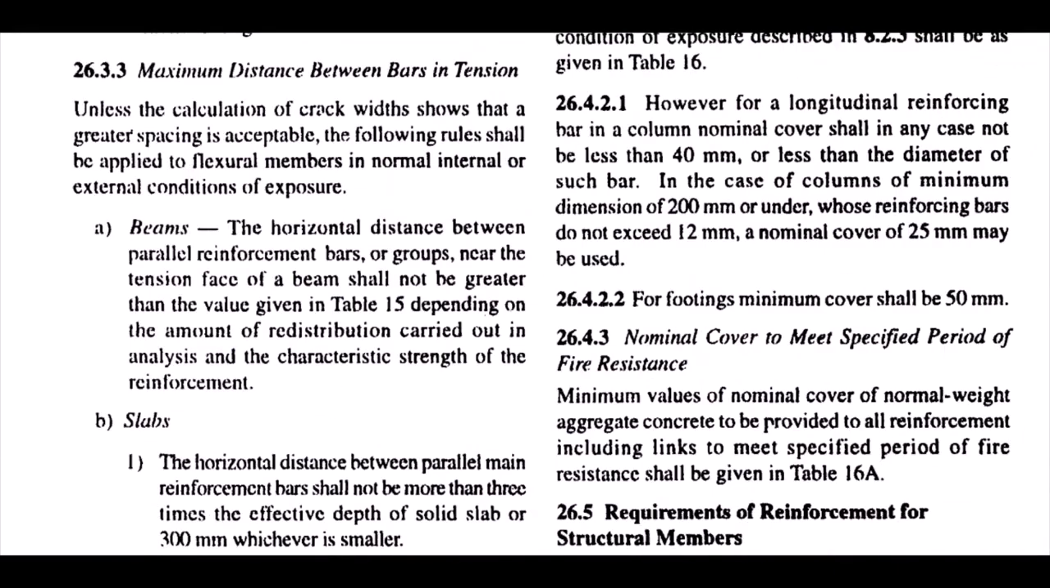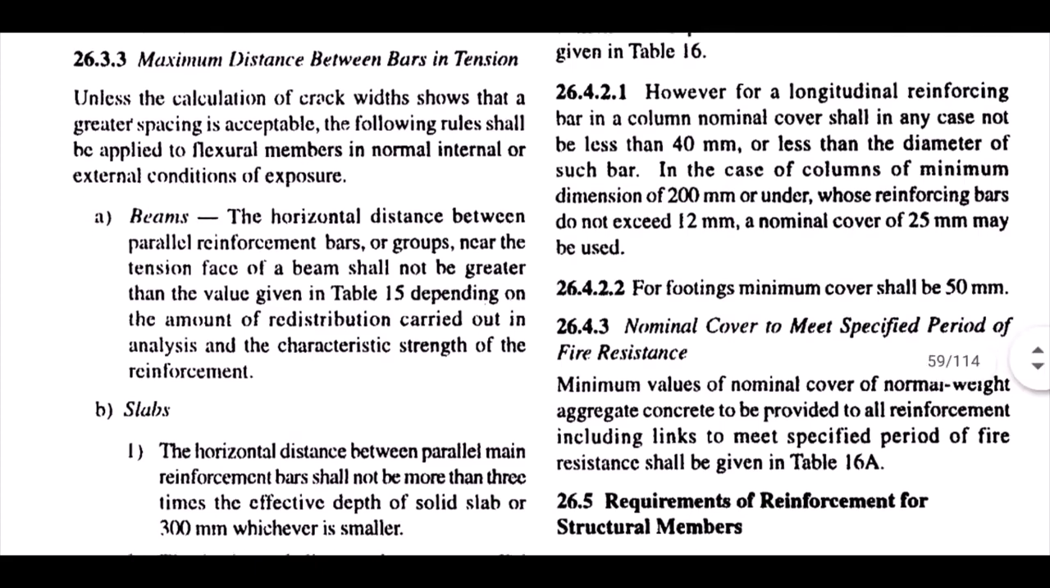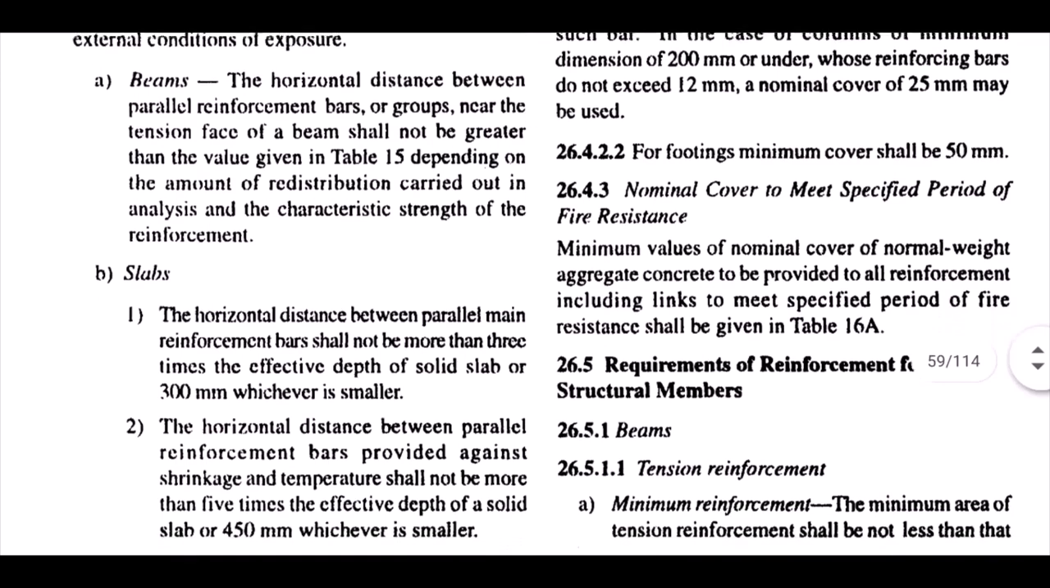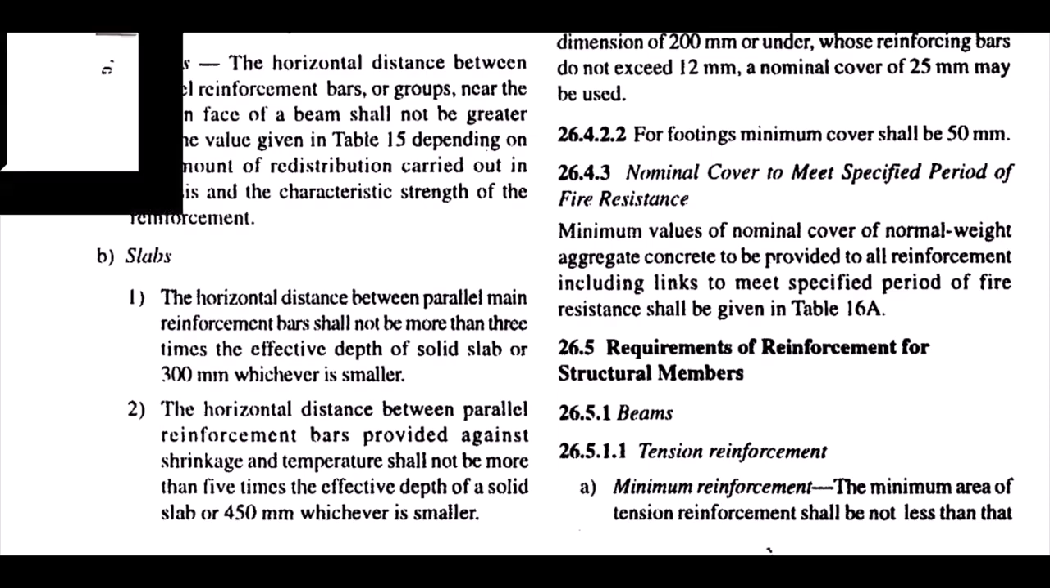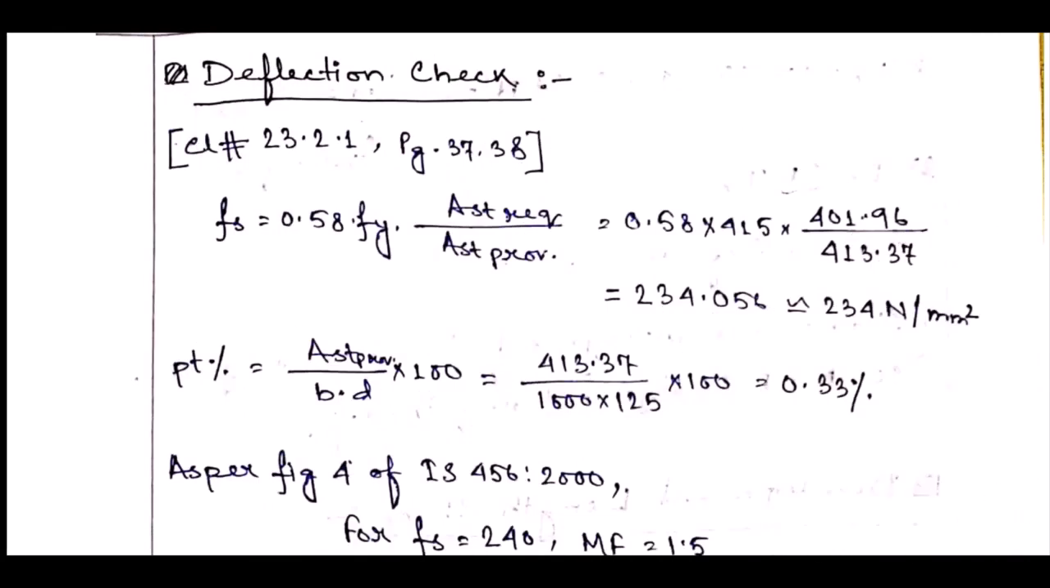So look here, clause number 26.3.3, maximum distance of tension bar. In slabs, the horizontal distance between parallel reinforcement bars provided against shrinkage and temperature shall not be more than 5 times the effective depth of a solid slab or 450 mm, whichever is smaller. So our value is already less than that. We have provided the 300 mm spacing. So design is almost complete. Now we have to check.